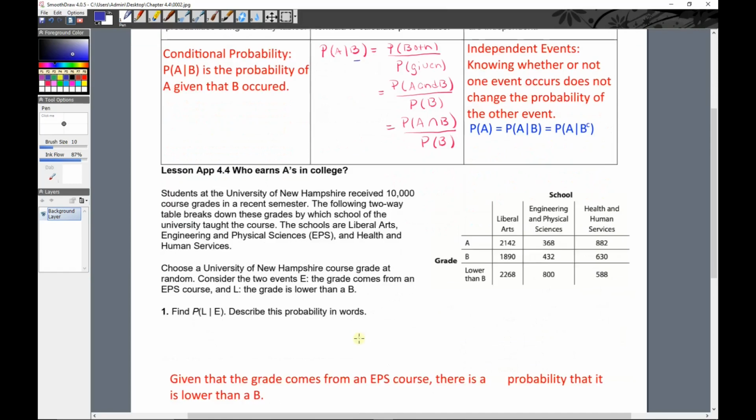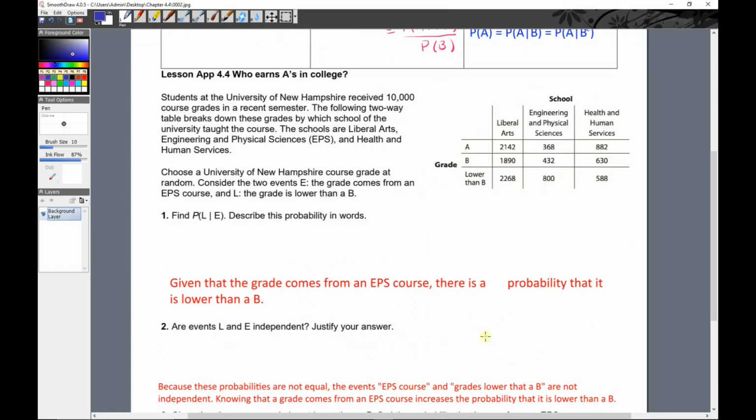Let's look at the app. Who earns A's in college? So students at the University of New Hampshire received 10,000 course grades in a recent semester. The following two-way table breaks down these grades by which school of the university taught the course. Schools are liberal arts, engineering and physical sciences, or EPS for short, health and human services. Choose a University of New Hampshire course grade at random. Consider 2 events. Event E is the grade comes from an EPS course.